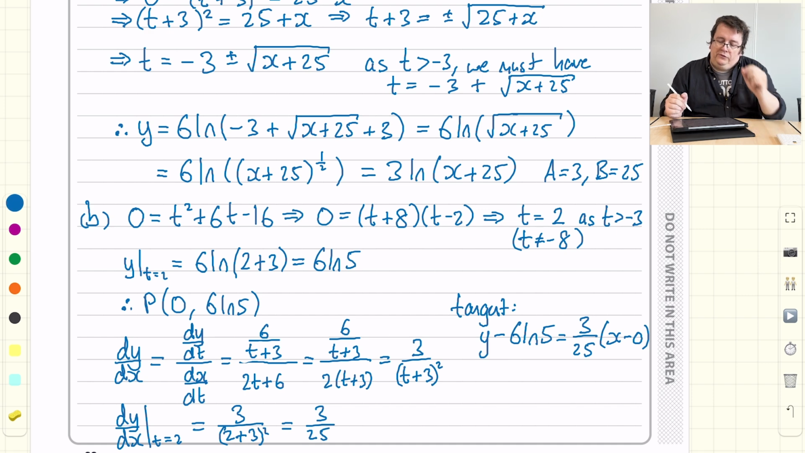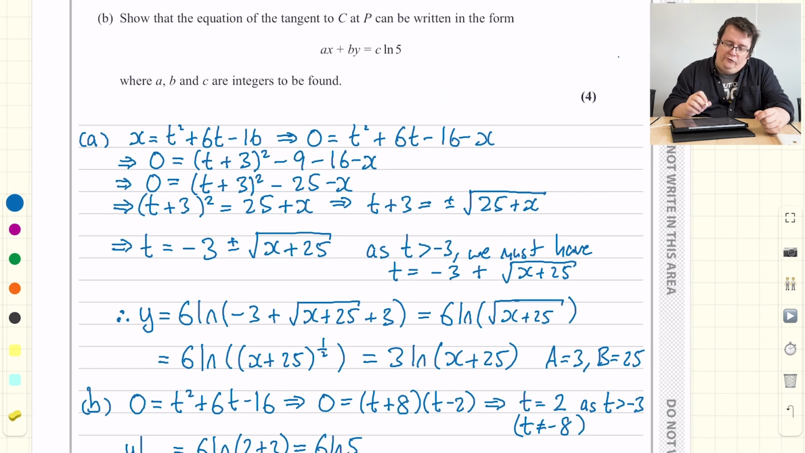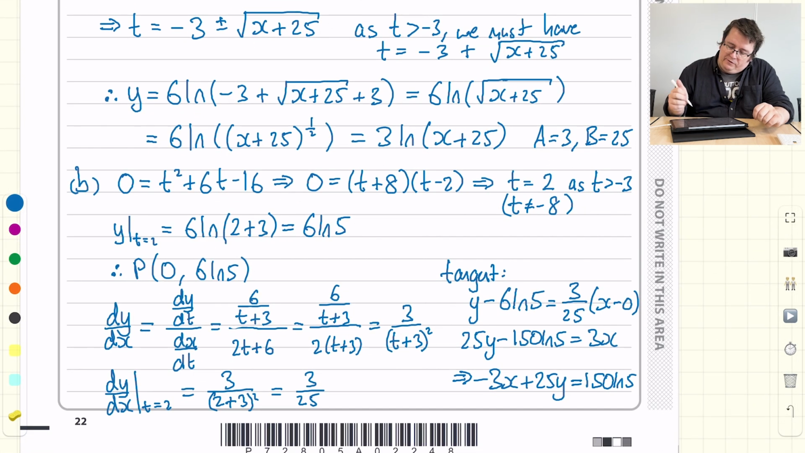So if I multiply everything through by 25, 25y, take away 150 log 5 is equal to 3x. So minus 3x plus 25y is equal to 150 log 5. And that was the format that they wanted it in: ax plus by equals c log 5, where a, b and c are integers to be found. So a is negative 3, b is 25, and c is 150.